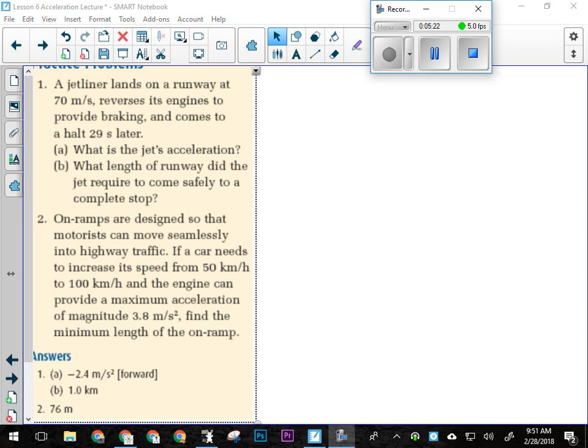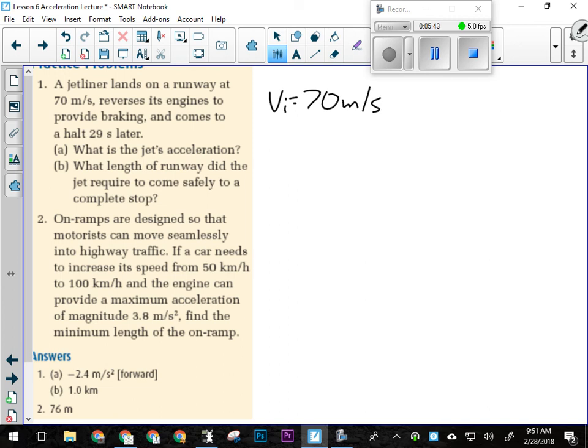Okay, so for number one, the trick here is that you don't have to use the formula we just went over to solve part A. In fact, once you solve part A, you don't need the formula we just went over to solve part B. You could use any of the formulas after that. So what we have here first off is that the initial velocity of the jetliner is 70 meters per second.